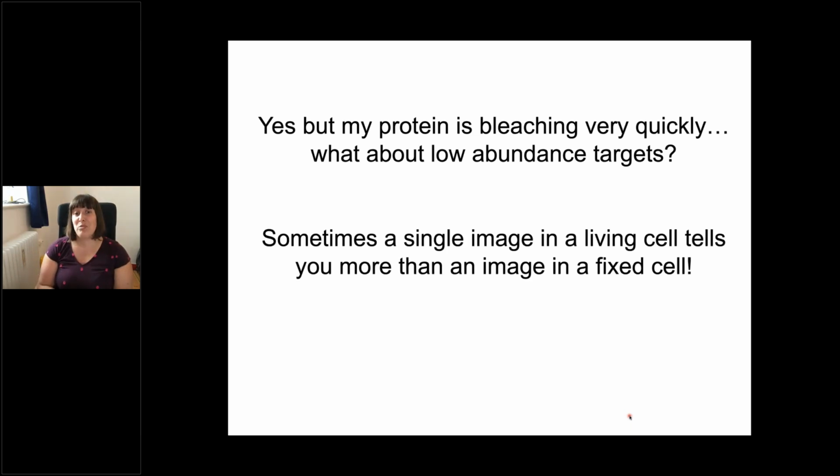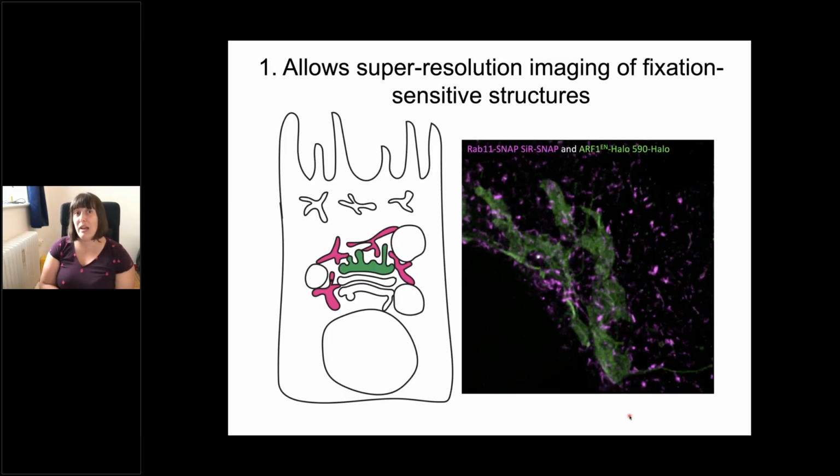but also that sometimes a single image in a living cell can tell you much more than an image in a fixed cell. And I'm going to show you a couple of examples of what I mean by that. First of all, I'm just going to reiterate what I just said. Live-cell STED is really allowing us to take super-resolution images of fixation-sensitive structures. So you wouldn't be able to see all these intricate networks of organelles and tubules without doing live-cell super-resolution imaging. My second point requires a little bit more of a detour and explanation.